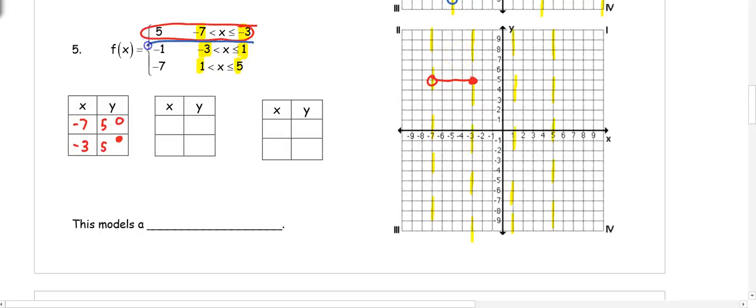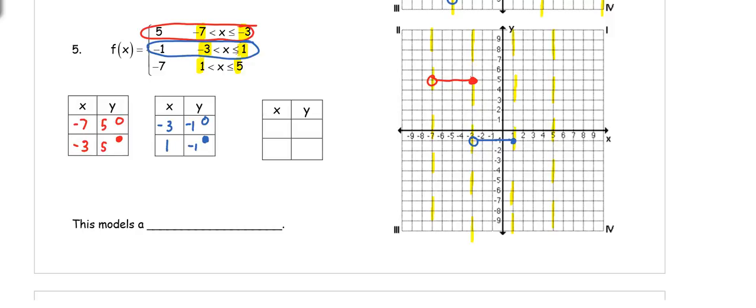Then the next one, the two numbers in the domain are -3 and 1, and both of those y values are -1. Now at -3, there's no bar, so it's an open circle, and at 1, there is a bar under the inequality, so it gets a closed circle. So we're going to go to -3, -1, put an open circle. We're going to go to 1, -1, put a closed circle, and connect those points.